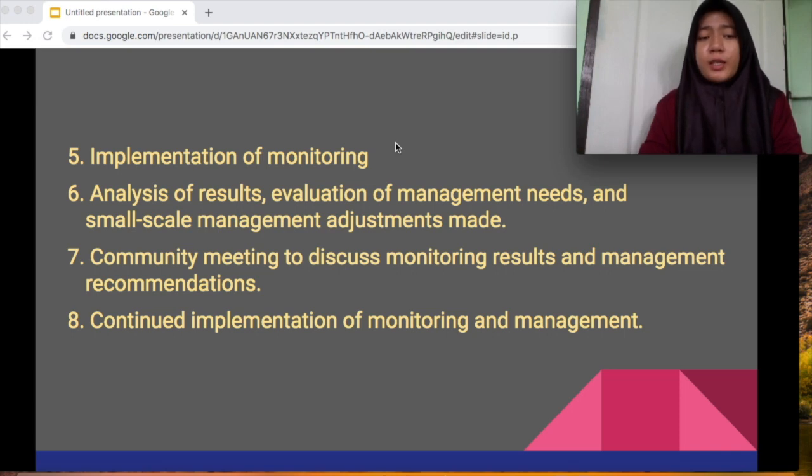Five is implementation of monitoring. Six is analysis of results, evaluation of the management needs, and small-scale management adjustments made. Seven is a community meeting to discuss monitoring results and management recommendations. Last is continued implementation of monitoring and management.